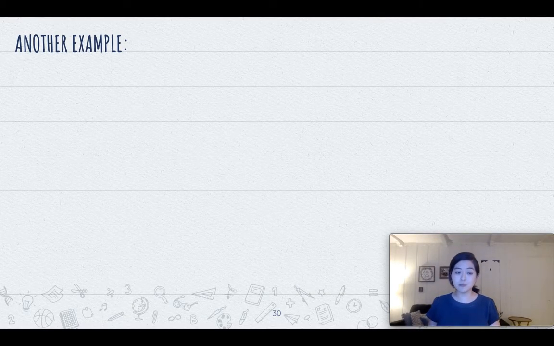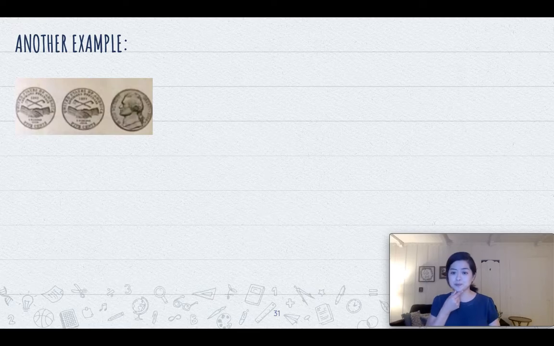Here's another example. What's the name of this coin? Well, it's not bronze, it's not copper, it's silver. So it has to be a nickel or a dime. But it doesn't look as small as a dime. So it must be a nickel.